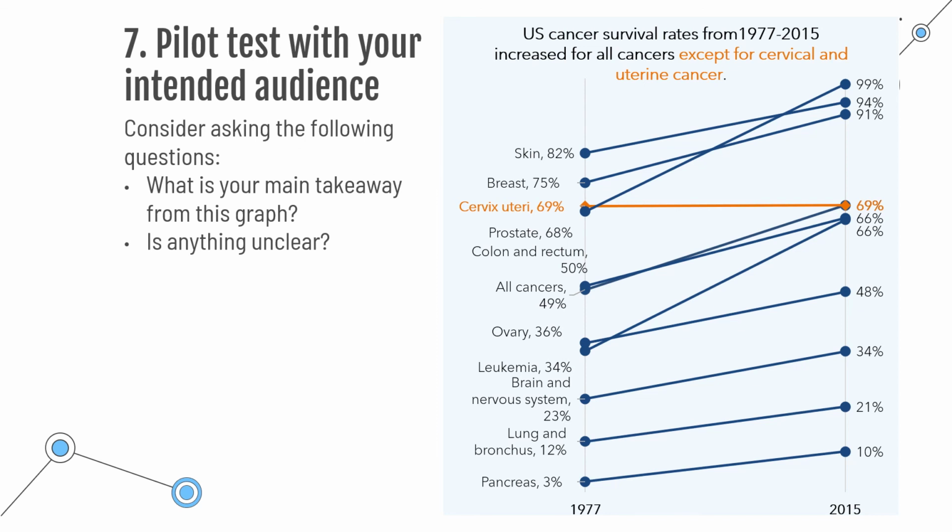So the final step I'd recommend is to pilot test this graph with the intended audience. So again, consider asking members of the audience, what is your main takeaway from this graph, and is anything unclear? In this example, I didn't have a chance to do that, but if this were not just an example and I was doing this for my work, I would definitely ensure that I had time to do this step, and I also had time to integrate any feedback that I heard into the final visualization.